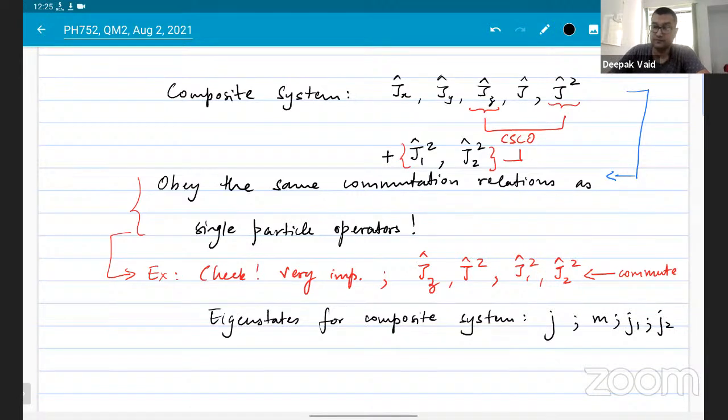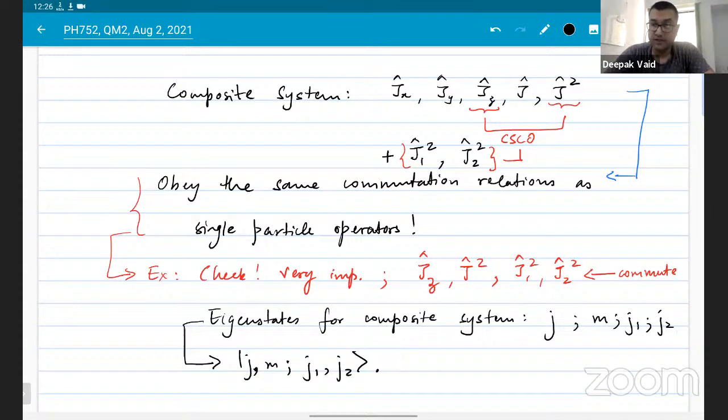So my composite state can be written as J comma M comma j1 comma j2. Okay, and at this point, I think I've probably lost many of you because this is something new. It takes a little bit of time. Okay, so I'll stop here for today and take your questions.